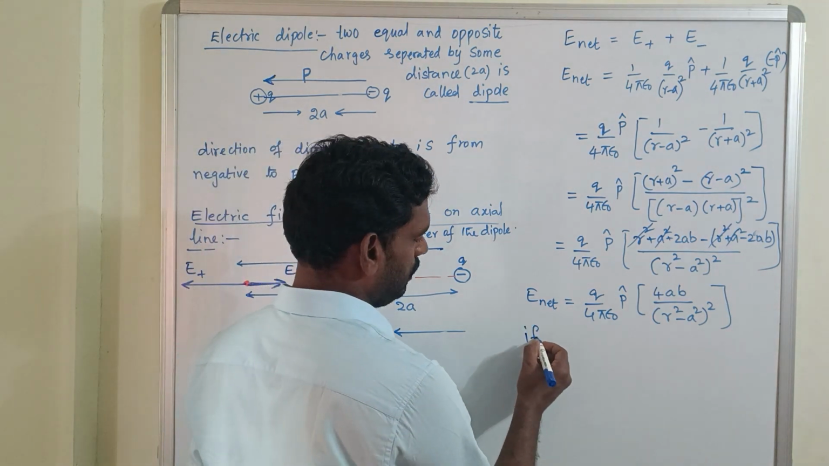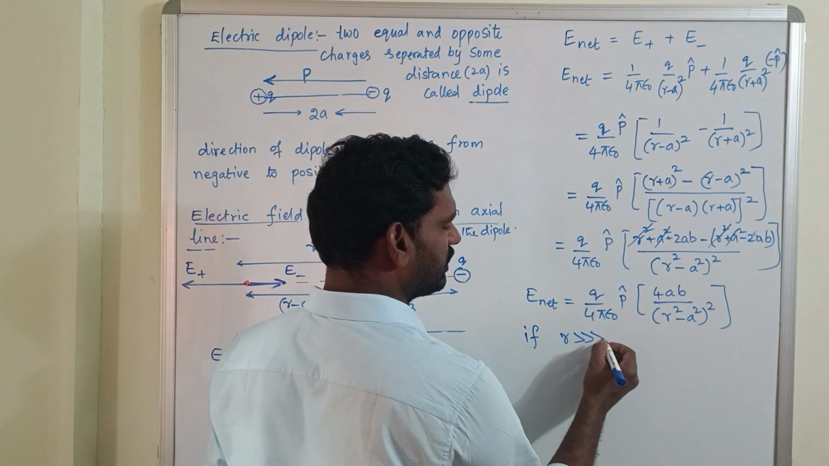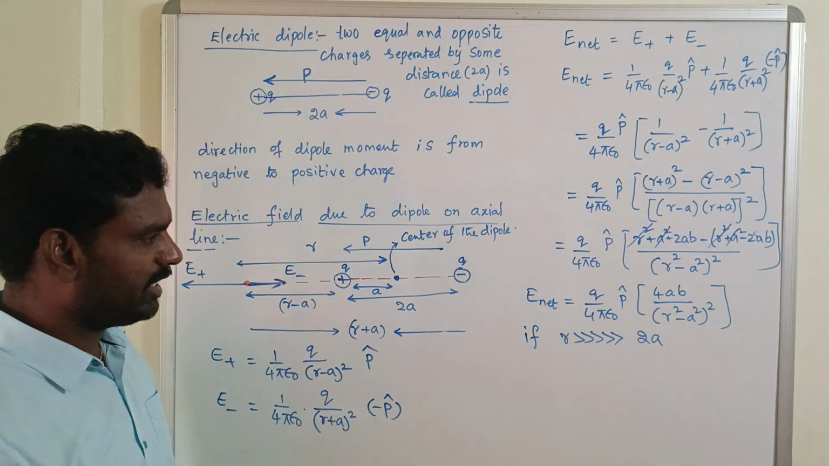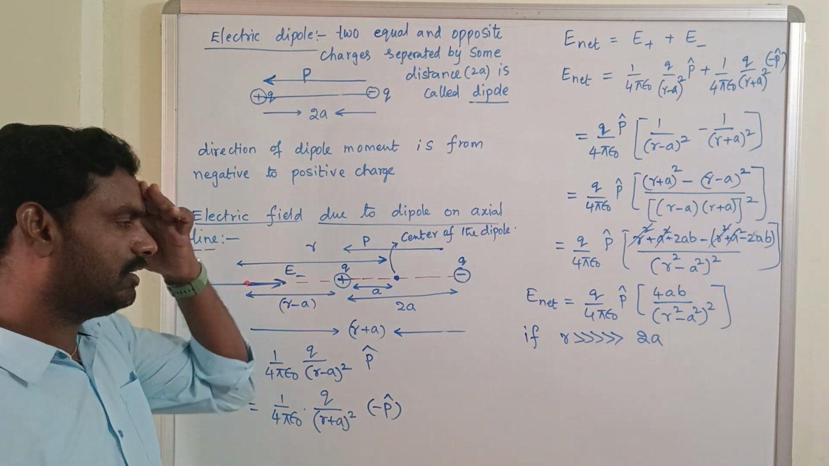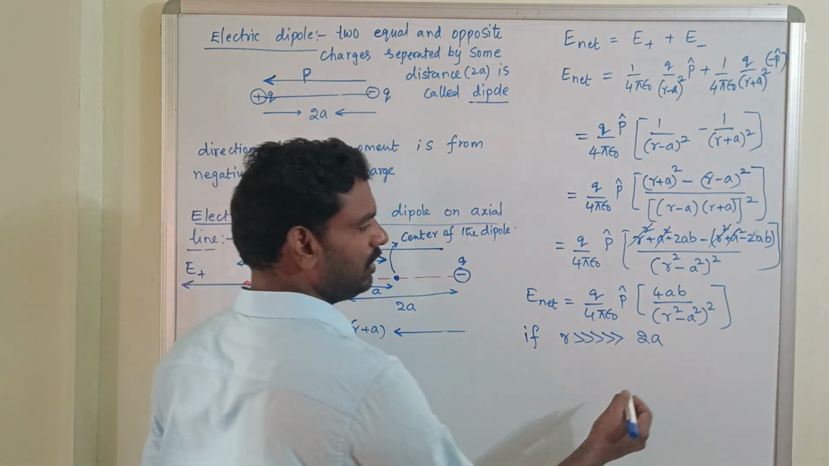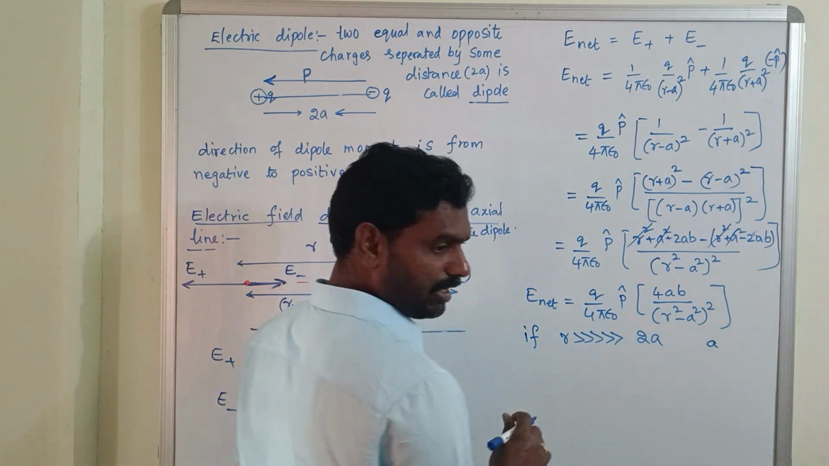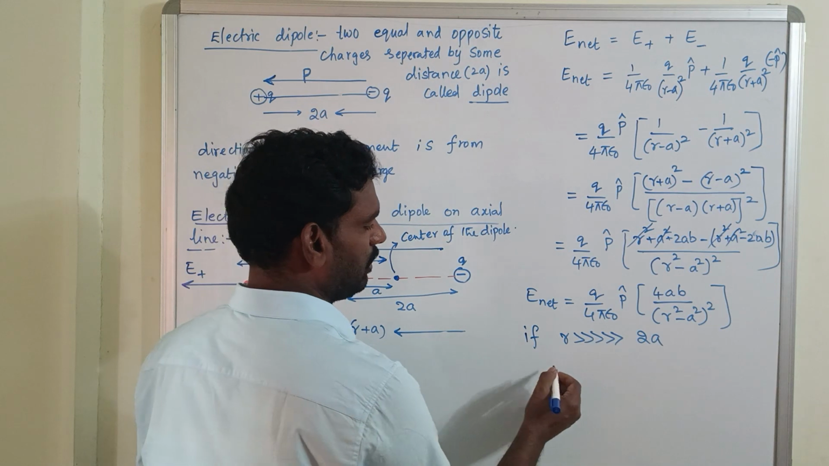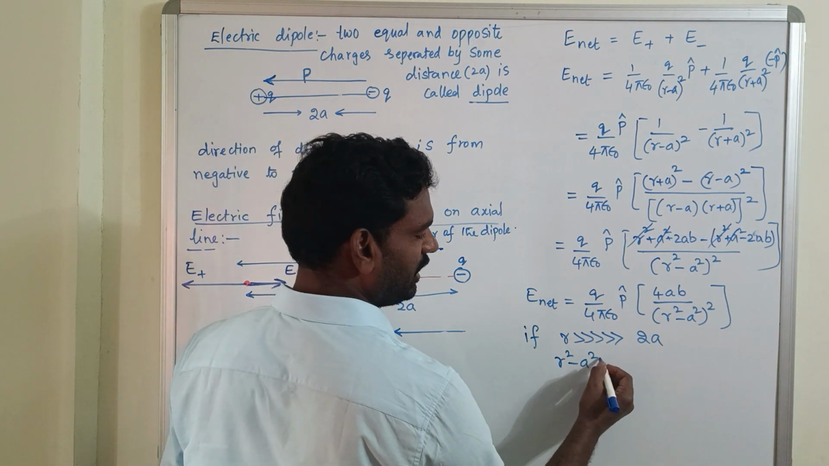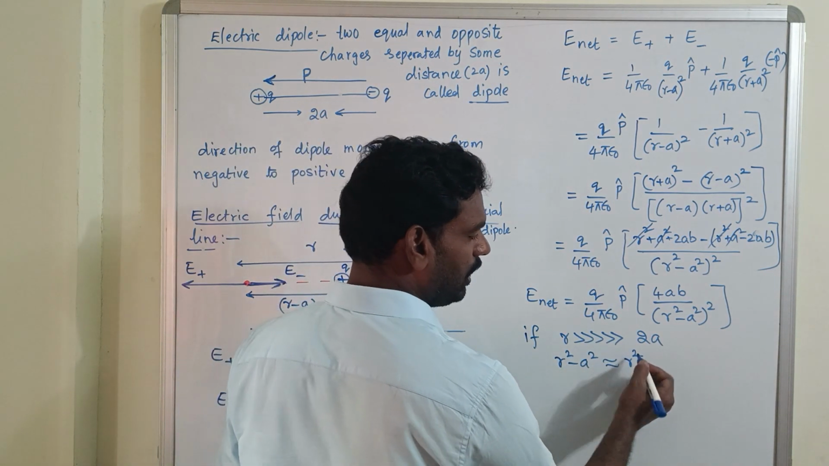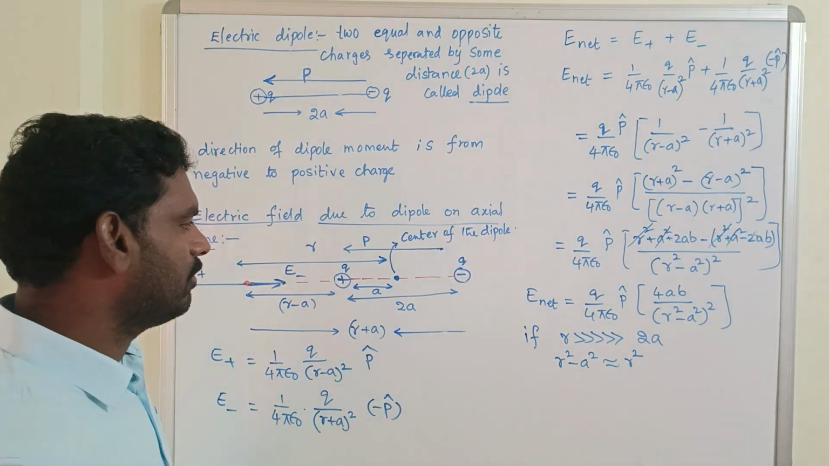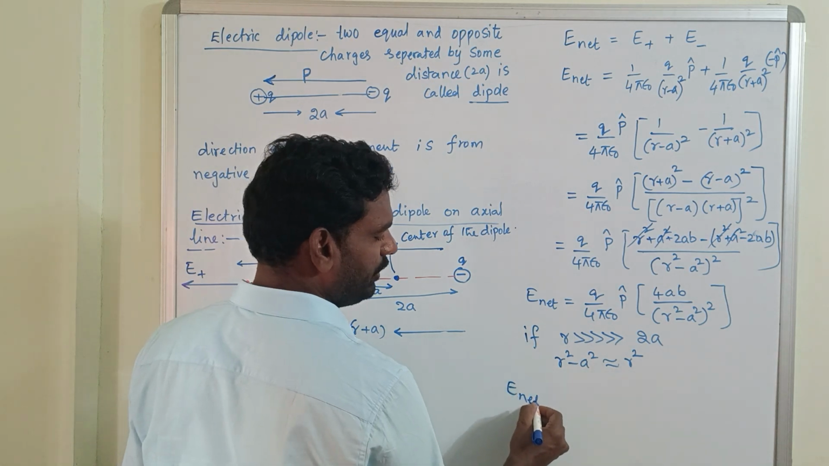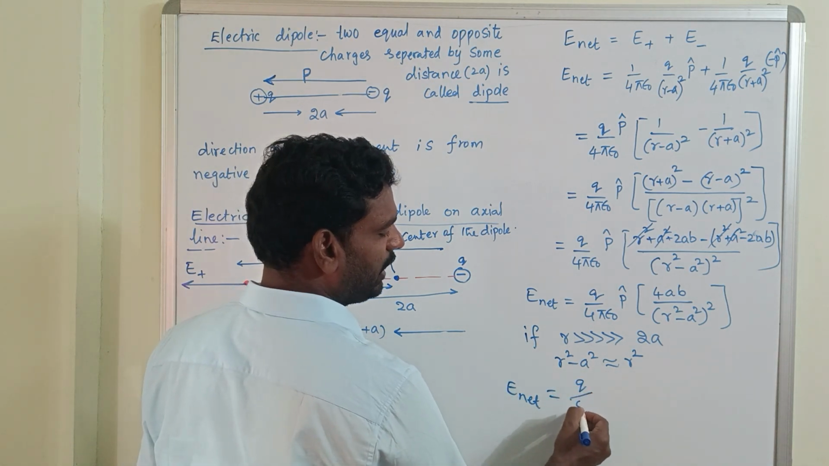If the distance r is very much greater than the separation between the charges, we can neglect a, isn't it right? So r square minus a square will become r square, because r is very great. It is approximately equal to r square. Okay, right.